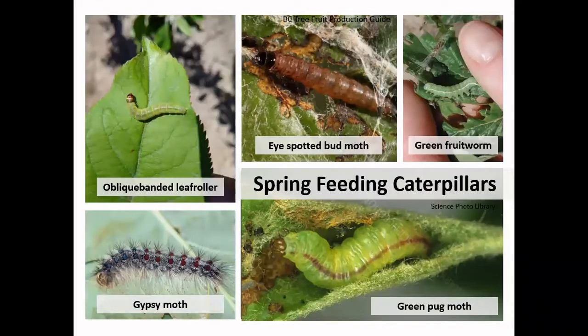Spring feeding caterpillars are oftentimes the insects that are found first in an orchard. These can be active very early in the season from bud break on, and they really consist of a complex of multiple species. I have a few examples here of some of the common insect pests found in Ontario apple orchards. These include obliquebanded leafroller, eyespotted bud moth, green fruitworm, gypsy moth, and green pug moth. But it's not limited to these species. There are a number of others that are around.